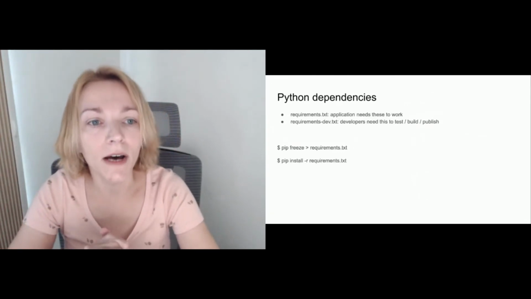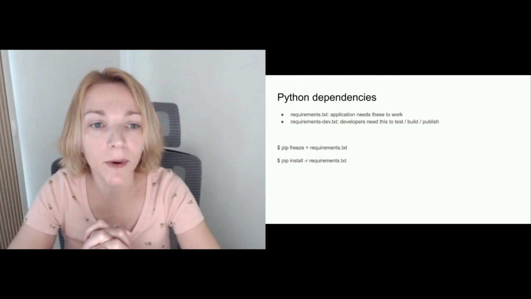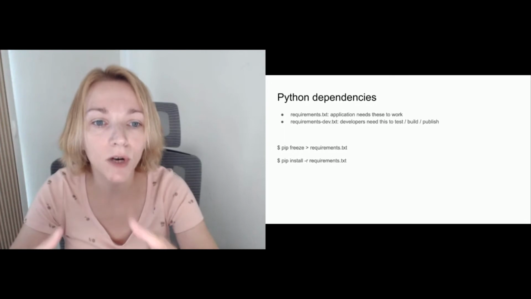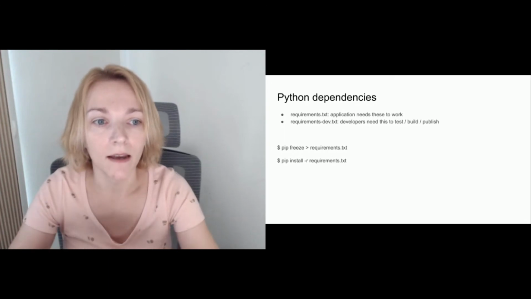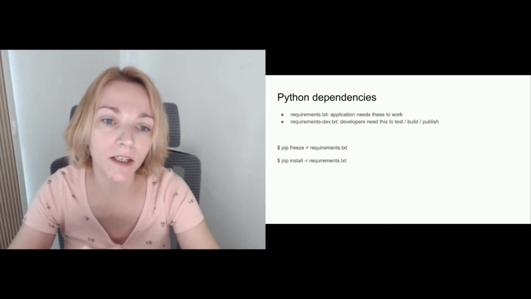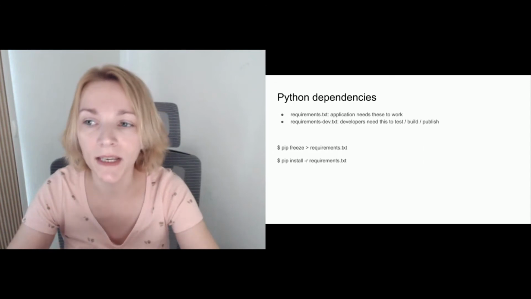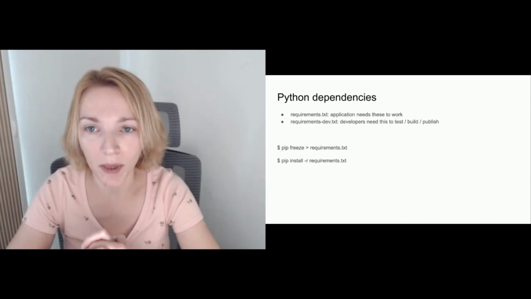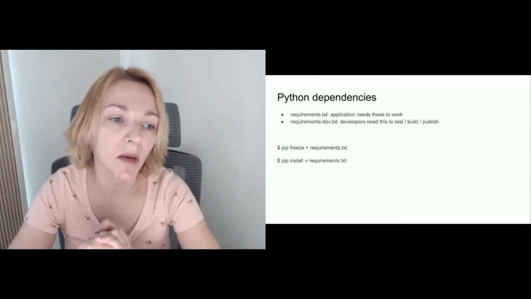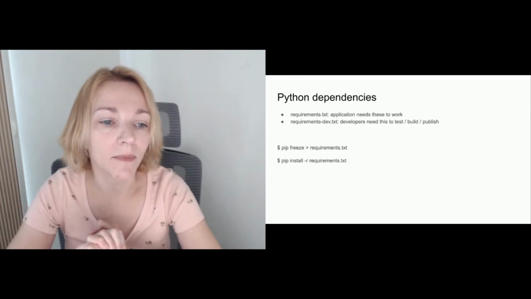Next, if you have any Python dependencies which are not part of the standard library, you would provide a requirements.txt. So requirements.txt usually serves as a list of requirements that your application needs, so your dependencies. And requirements.dev.txt, this is a file that you would put in your package if you want to give your developers a list of what you are using to test, build, or publish your package. An easy way to create a list of requirements with Python is a pip freeze command, and an easy way to install requirements from the requirements.txt file is pip install -r.